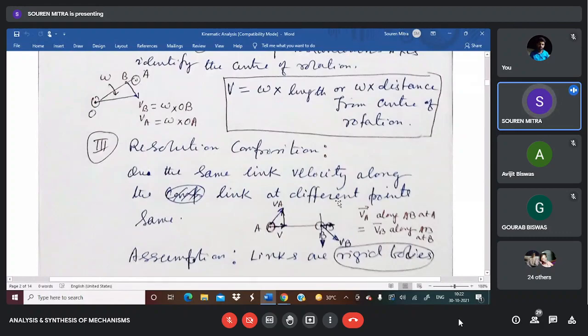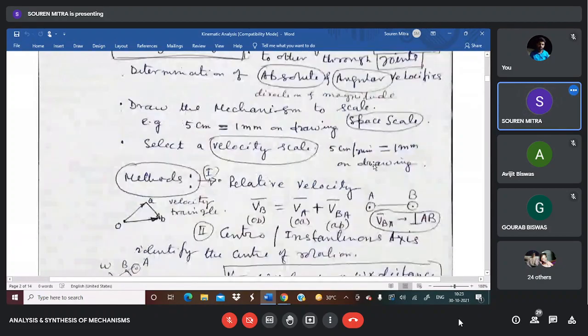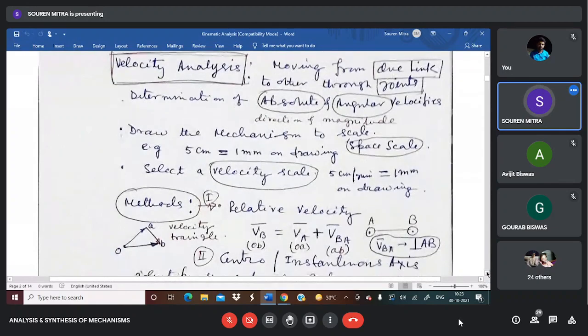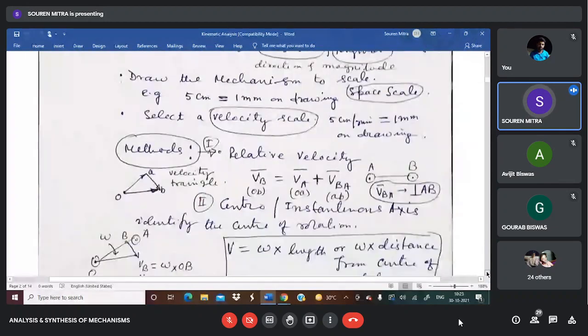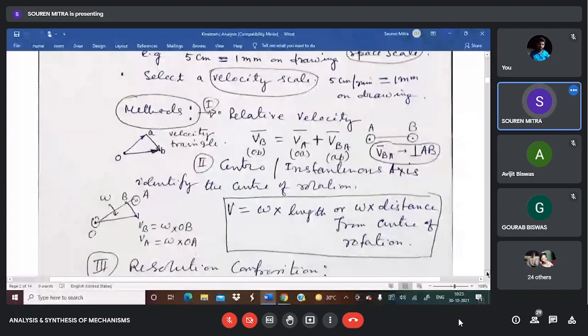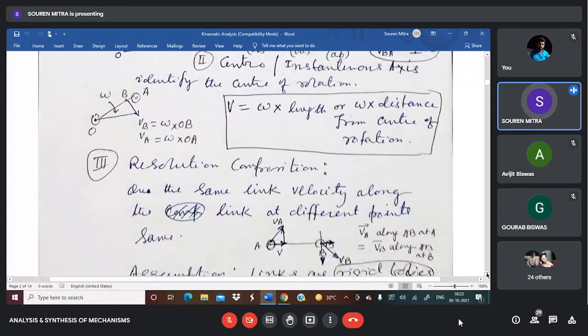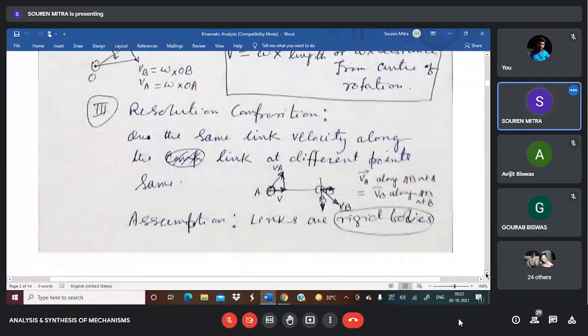So this is about velocity analysis, the three methods. Most general one obviously is the relative velocity method, and in most cases we use that, but the most convenient one, depending upon the configuration of the mechanism, is this centro method or the instantaneous axis method, because it generates solutions very quickly, and you can determine the velocities very fast.